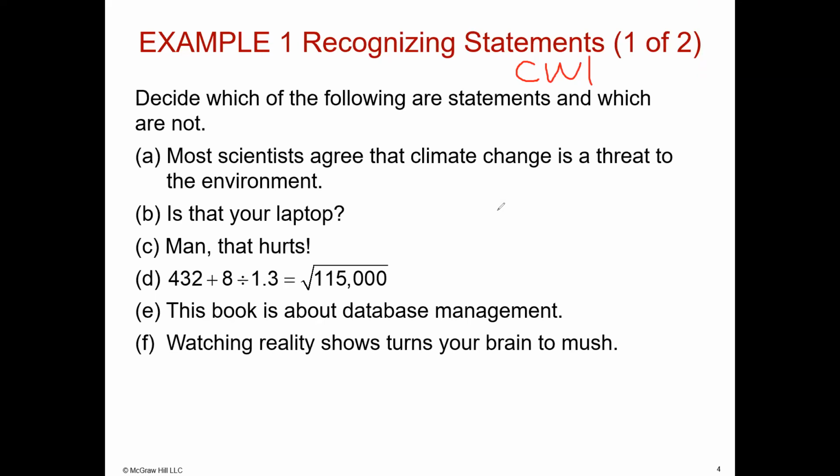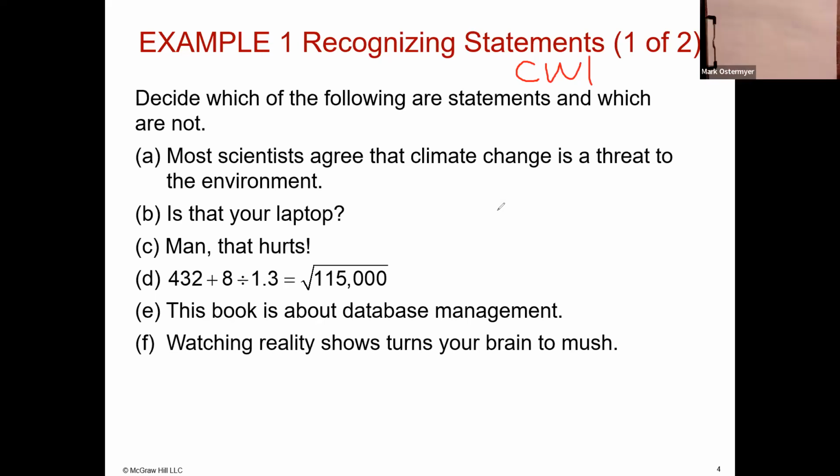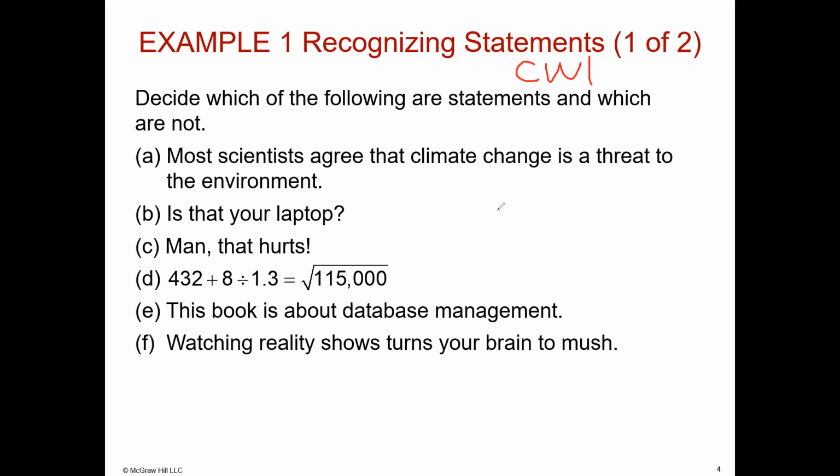I think it's an exclamation. Yeah, that's just an exclamation. It's not a statement. All right, D, 432 plus 8 divided by 1.3 is equal to the square root of 115,000. Do you agree that we could, on a calculator, work out the left side of this equation? Well, the left side of this expression, using the order of operations, and then we could see if it gives us the right side. Do you agree we could definitely check whether this is true or false? Yes. So this is definitely a statement.